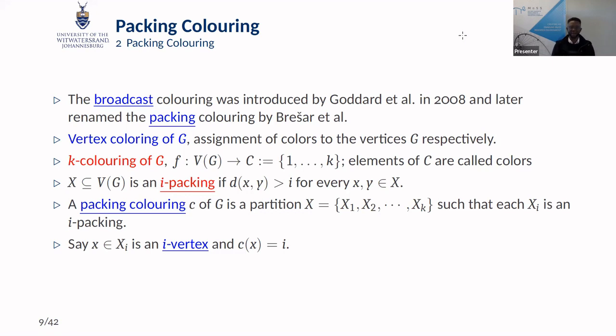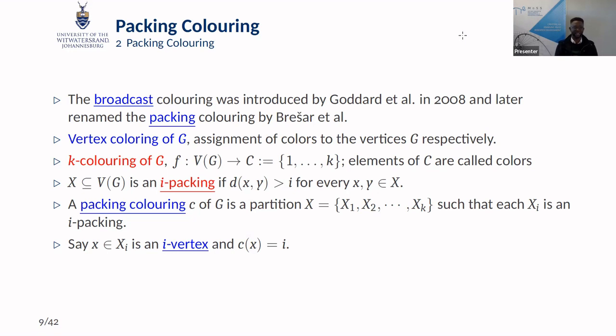And then what do we mean by an I pattern? I have a subset of a vertex set, and if the distance between each of those vertices in the subset is at least I, then you are saying that it's an I pattern. And then the pattern coloring is simply saying I want to partition. If I can color this with three colors, then I take all the ones colored one, all the ones colored two, all the ones colored three, and then I have a pattern coloring. But each of those X1, X2, X3 must obey the fact that it must be an I pattern. If not, then it's not a pattern coloring, it's just an ordinary coloring.